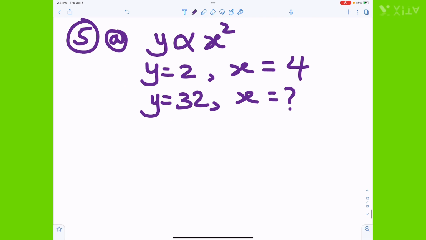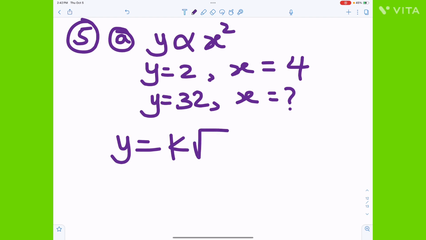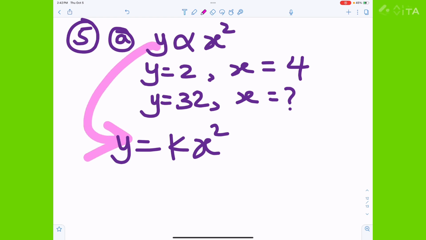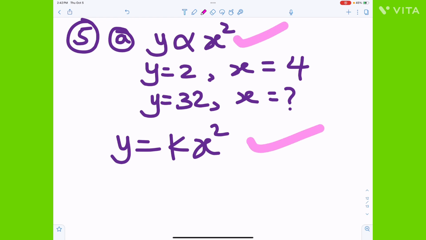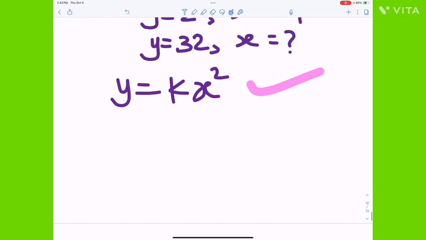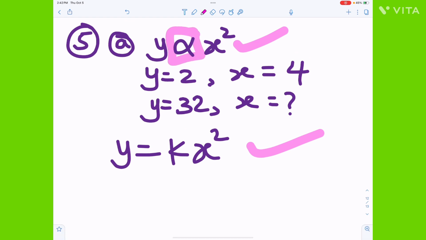That's pretty simple. Let's go ahead. There are no two parts in the question, so we are going to find the relationship first. From y varies directly as x squared, we change it to an equation from variation, and we will get y is equal to k times x squared. Just change this symbol to an equality sign and introduce your constant.